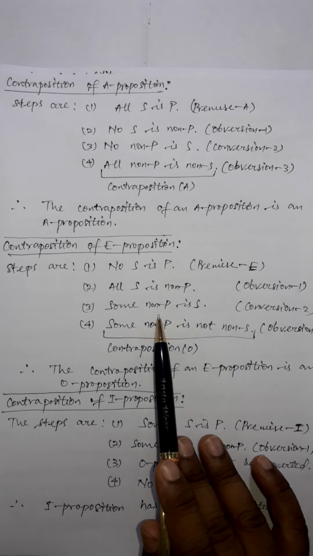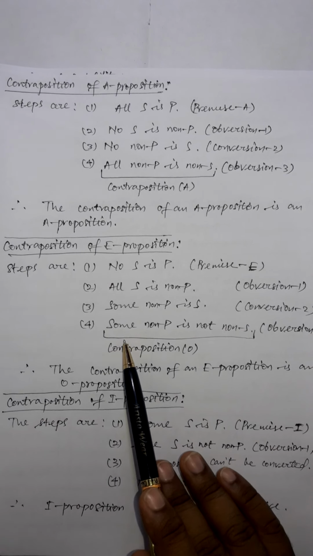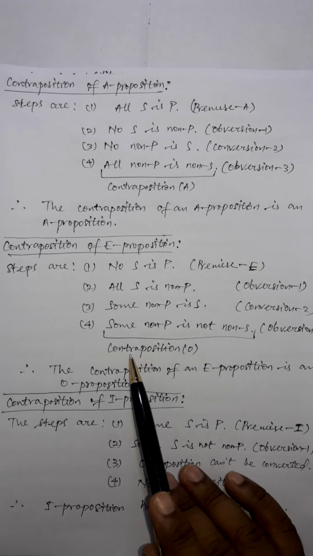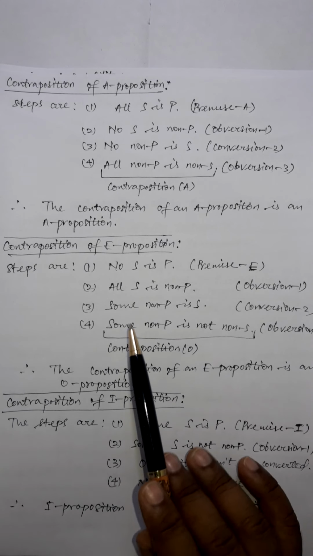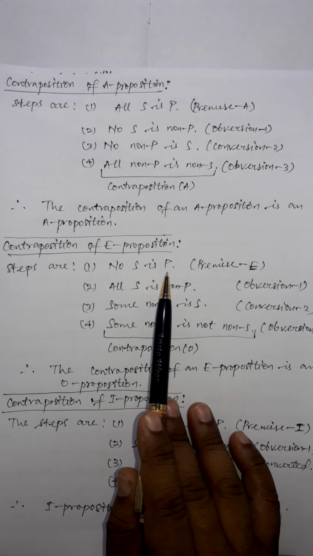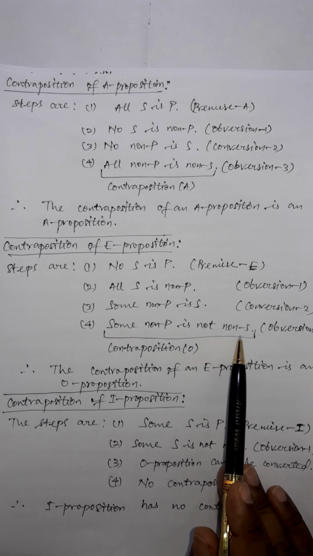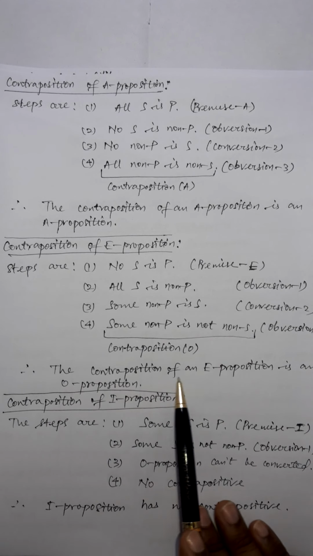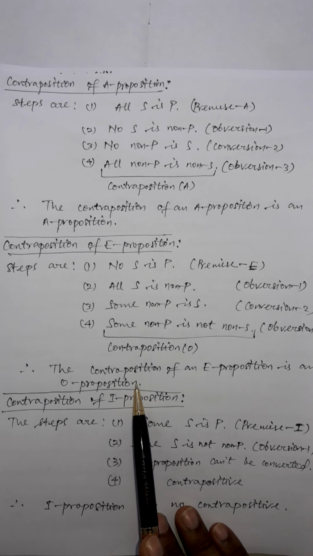Okay, some non-P is not non-S. So it is an O type proposition, you can follow it. So we obtained from this result that the contraposition of "No S is P" is "Some non-P is not non-S". So the contraposition of an E proposition is an O proposition.